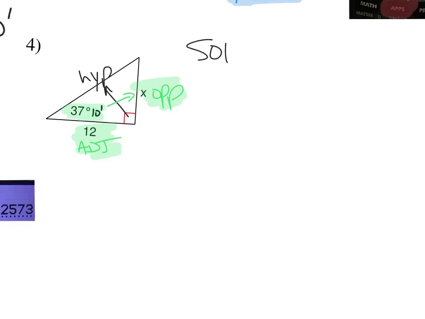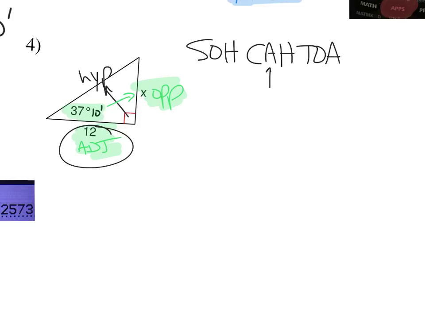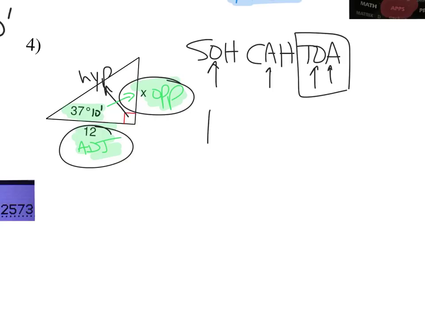So we'll write out SOHCAHTOA and try to determine which of the trig functions we have both parts for. We have the adjacent, so I'll label the a's. We have the opposite, so we'll label the x's. And the only trig function that we have both parts for is tangent. So I'm going to write out the rule. The tangent of theta equals opposite over adjacent.